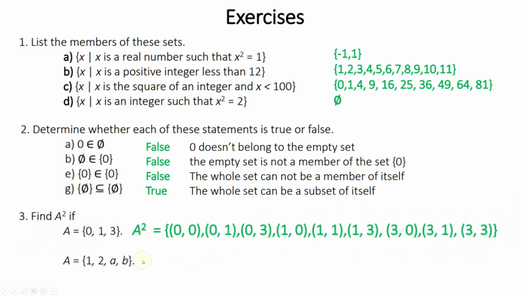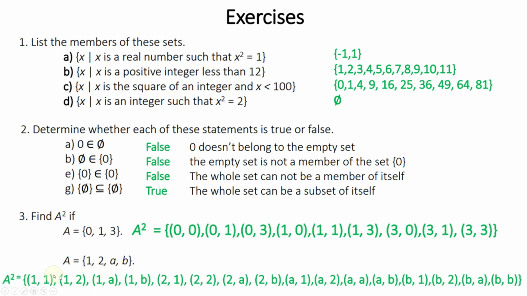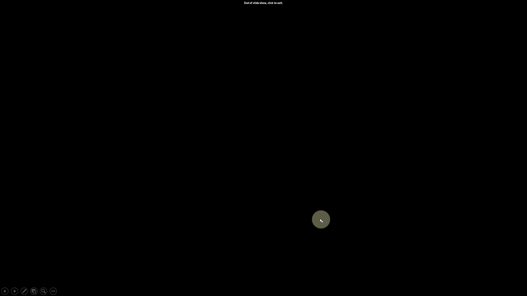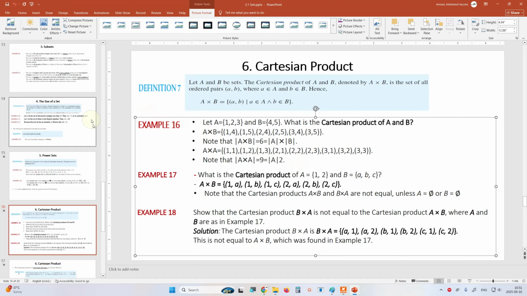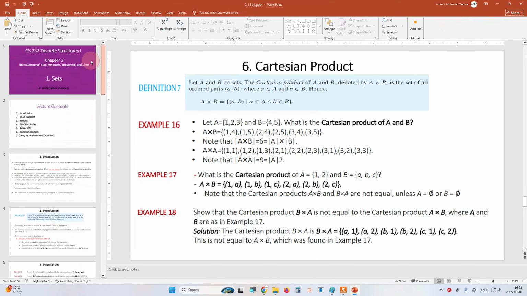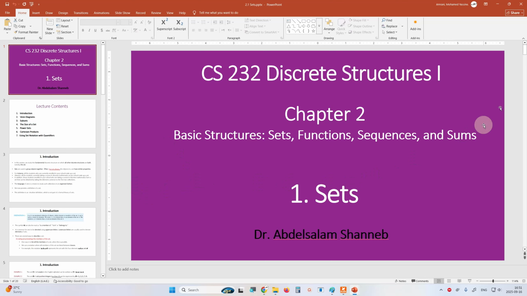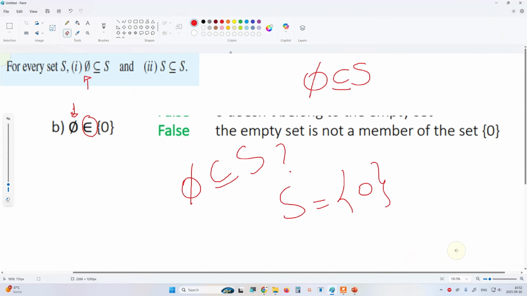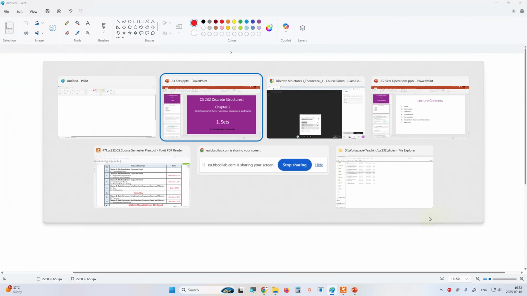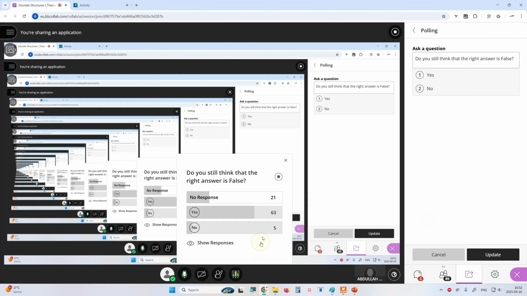And we can also do the same with this. Now this time it's going to be (1,1), (1,2), (1,a), (1,b), and then (2,1), (2,2), (2,a), (2,b), (a,1), (a,2), (a,a), (a,b), and so on. So that's pretty much it. And that's the end of the introduction to sets, and these are the basics of sets. Let me put this down. Do you have any questions? All good?